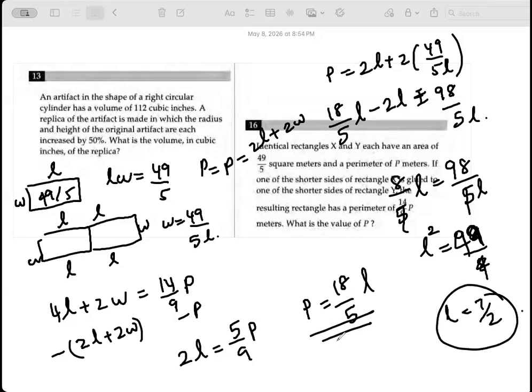You got the L value, right? You need to find the P value. Plug in the 7 by 2 here, 7 by 2 here. If you plug in, everything is there. P value becomes 63 by 5 or 12.6. Make sense? Does that make sense or no?